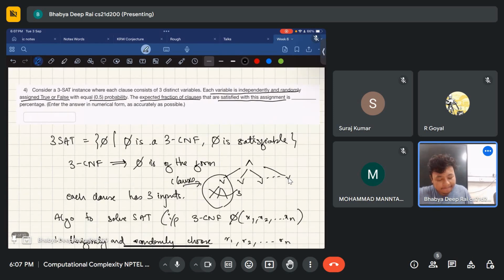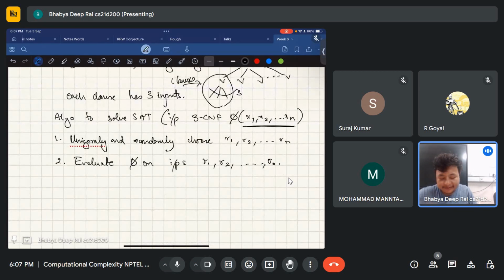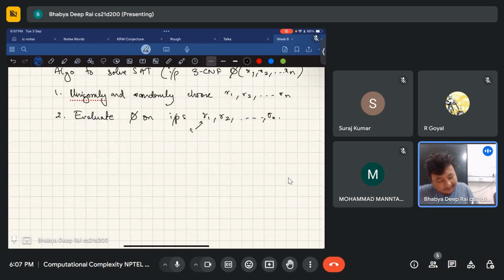These are the variables that phi depends on. Whether to set x1 to 0 or to 1, you're tossing a coin. So the probability of choosing whether r1 is set to 0 or to 1 is half each. By half probability it is 0, by half probability it is 1, and so on and so forth.